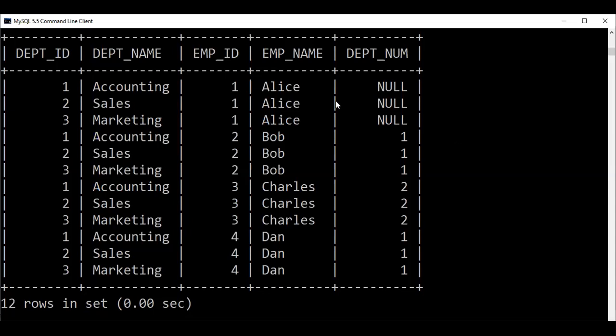So 1 accounting Alice. Again, you will find 1 accounting Bob, 1 accounting Charles, and 1 accounting Dan. Similarly, 2 sales Alice, 2 sales Bob, 2 sales Charles and 2 sales Dan. Similarly, you will find 3 marketing Alice, 3 marketing Charles, 3 marketing Bob, and 3 marketing Dan. So 3 cross 4 is 12 rows. So this is a simple cross join operation, giving all possible combinations.